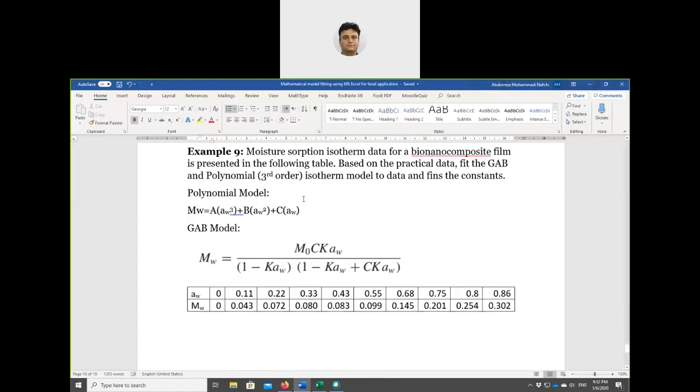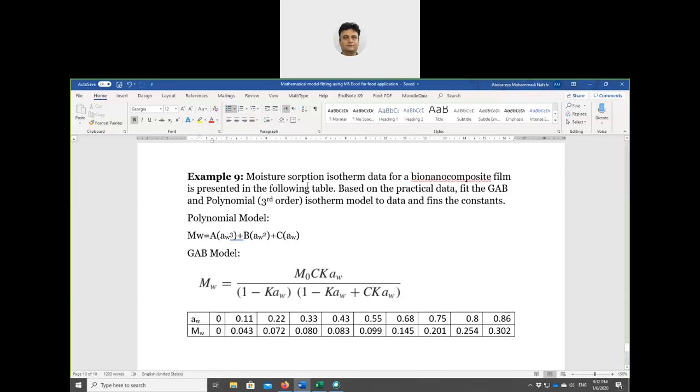Okay, in example 9, moisture absorption isotherm data for a bio-nanocomposite film is presented in the following table. Now, AW and MW. Based on the practical data, fit the GAB and polynomial third order isotherm model to the data and find the constants. Here in the polynomial, I am looking for A, B, and C.